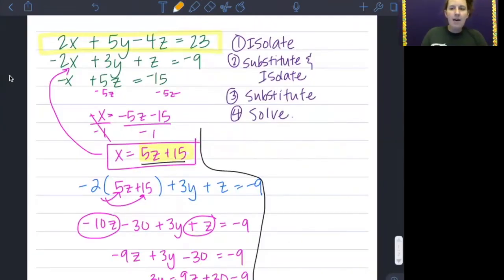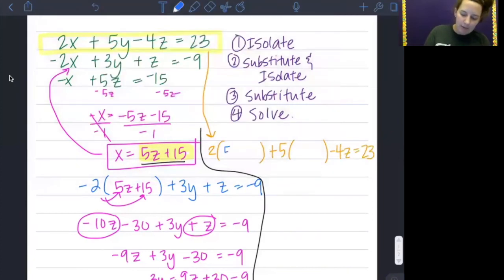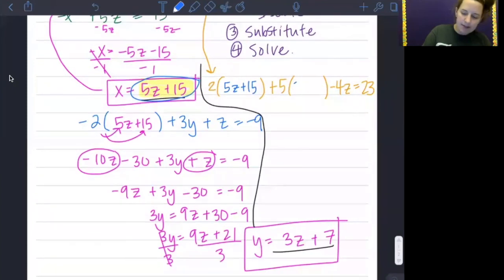So now that we have our x and our y in terms of z, I'm going to bring down this original top equation that we haven't used yet, and we're going to replace our x and our y both with those other two equations. So 2x plus 5y minus 4z equals 23. And I'm going to fill in my x with 5z plus 15 from right here. And I'm going to fill in my y with 3z plus 7. Okay, so we're going to have to do a little bit of distributing to simplify this down and solve it.